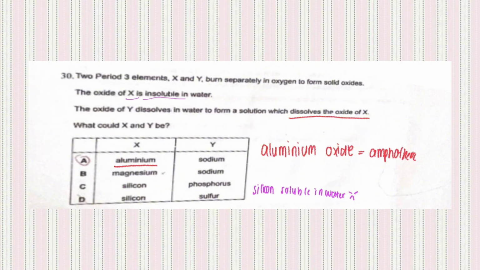which will make answers C and D incorrect because silicon oxide is... C and D are incorrect. The second clue is the oxide of Y dissolves in water to form a solution which dissolves the oxide of X. Sodium burns to form sodium oxide. It dissolves in water to make a strong alkaline solution. Aluminium oxide is amphoteric, so it can react with sodium hydroxide. So the right answer is A, because aluminium oxide can react with it since it's amphoteric.